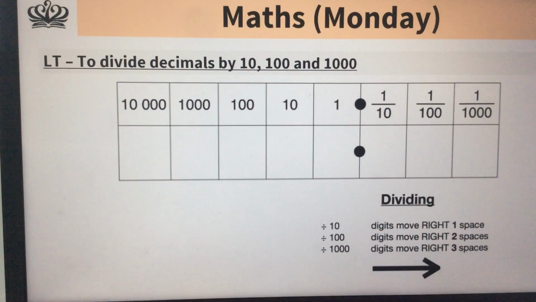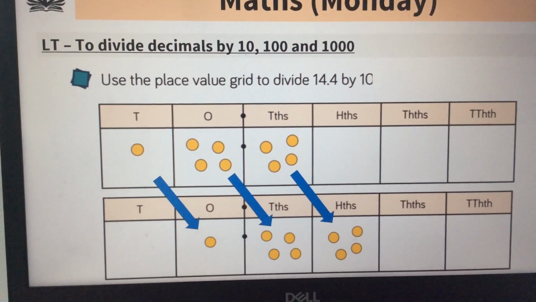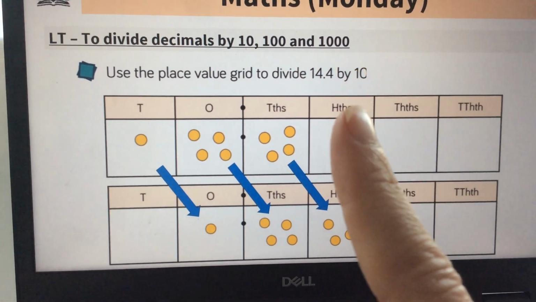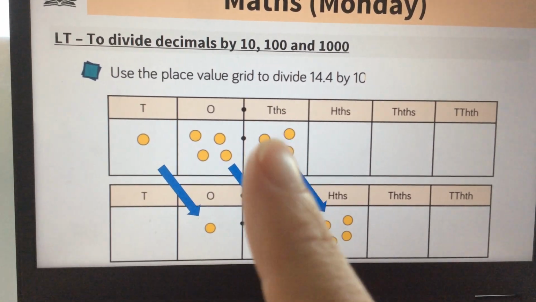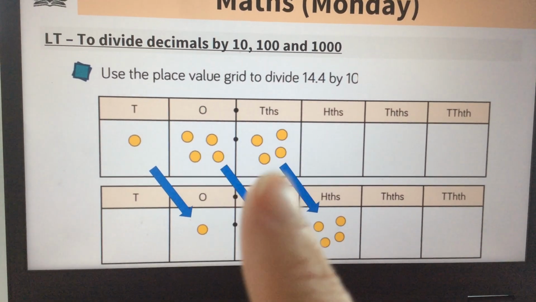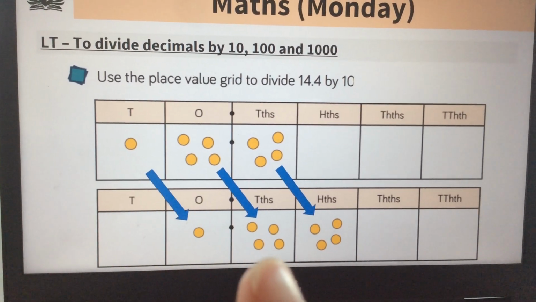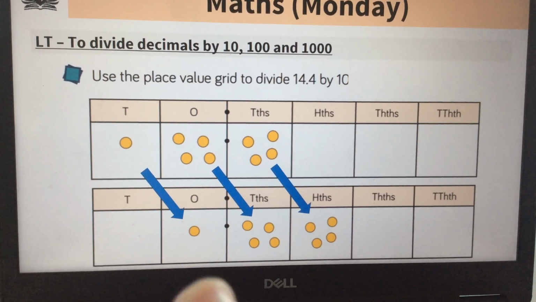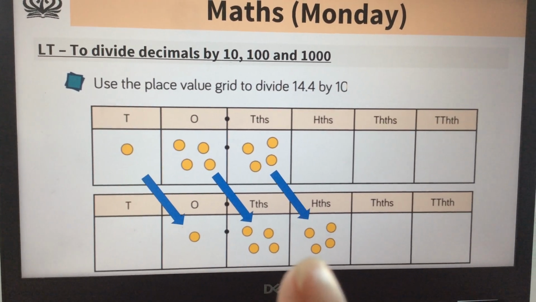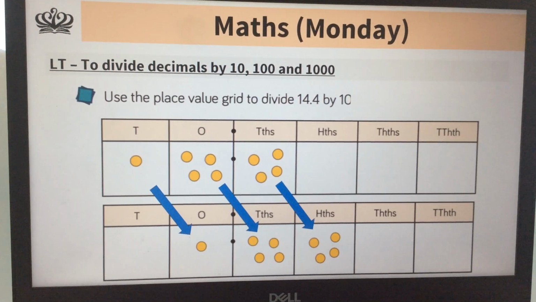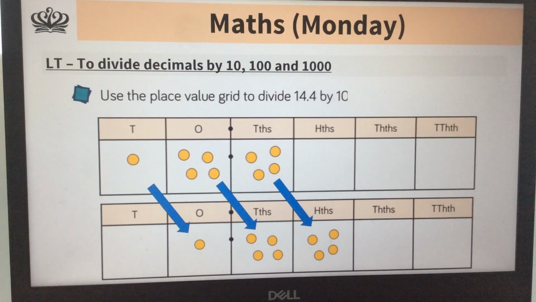So let's have a look what happens when we divide 14.4. So if we're dividing it by 10, we're moving each of the digits one place to the right. So you can see the 4 tenths moves into the hundredths column. The ones moves into the tenths and the tens moves into the ones. So we should have there 1.44. Okay. You can do this with counters, you can do this with digits.